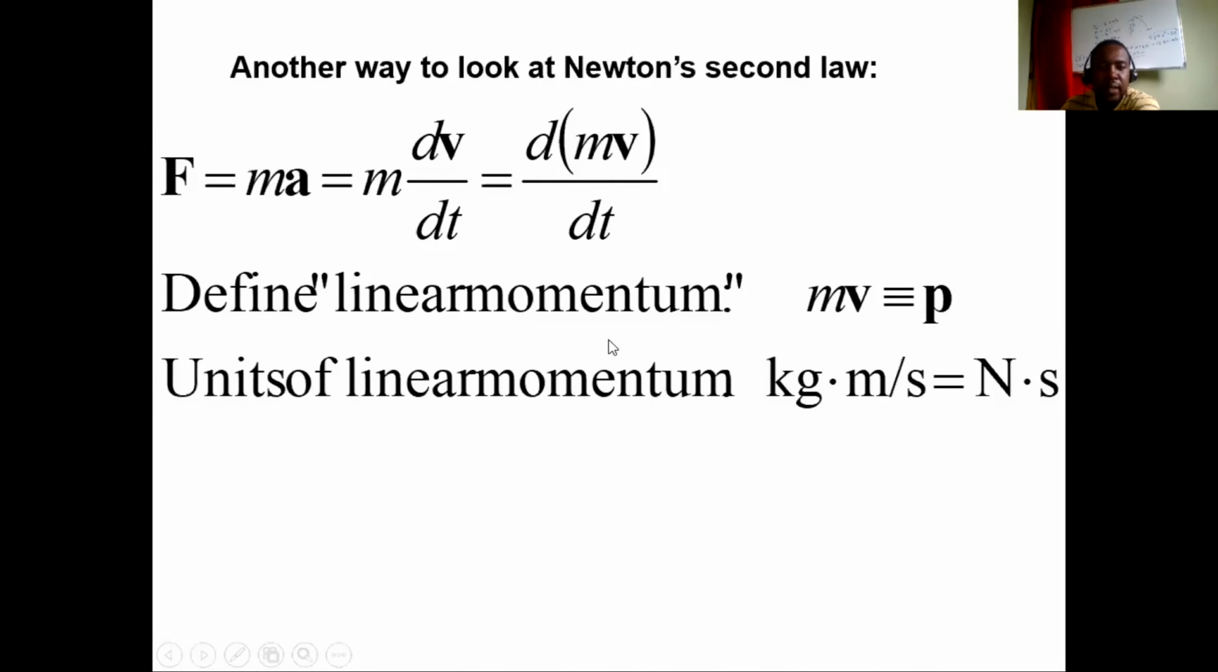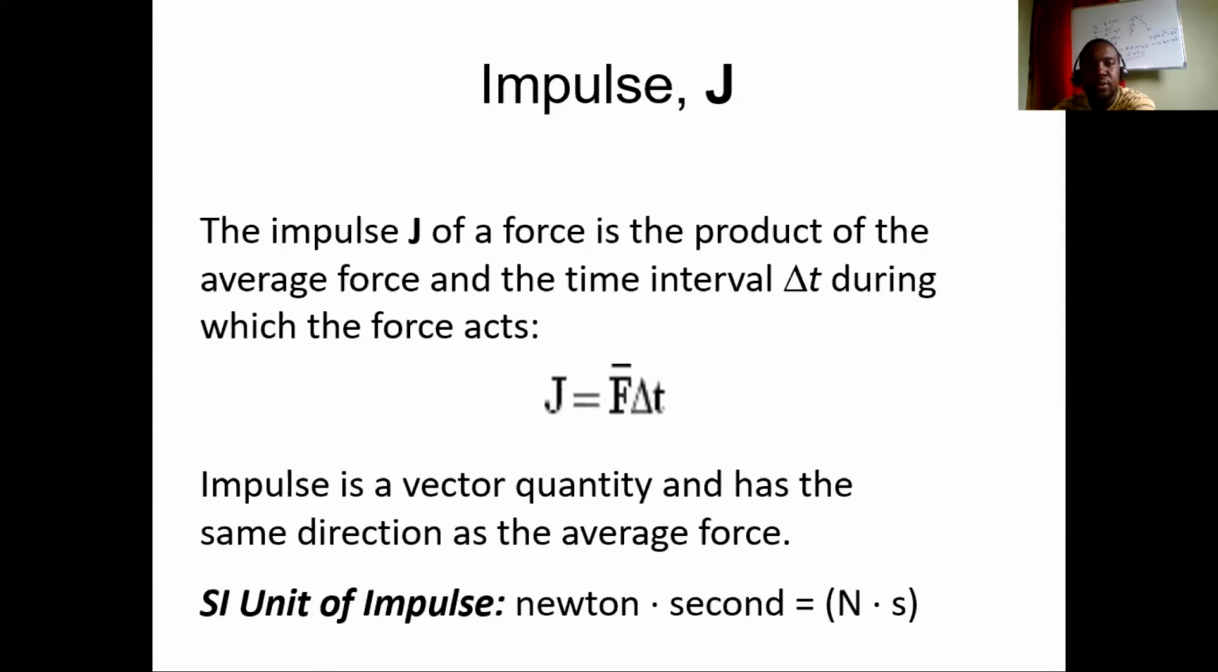So linear momentum is the effect of objects moving in the same plane, right? So it only happens in one plane, that's linear momentum. You know, the unit is kilogram meters per second, or sometimes noted as Newton seconds. All right, so impulse. So impulse, which is a capital J, is the product of the average force and the time interval during which the force acts.